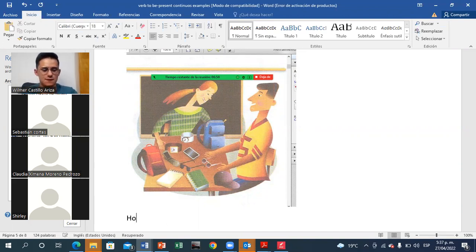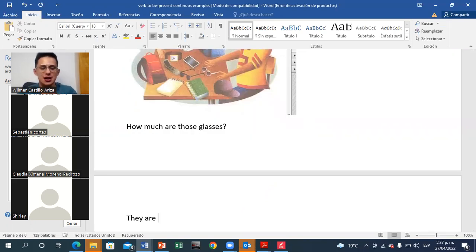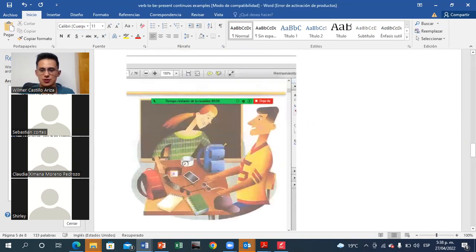How much are those glasses? Glasses, ¿cómo se dice gafas? Glasses, ajá. Perfect. ¿Cuánto valen esas gafas? How much are those glasses? They are, I don't know, $40. Okay, great.